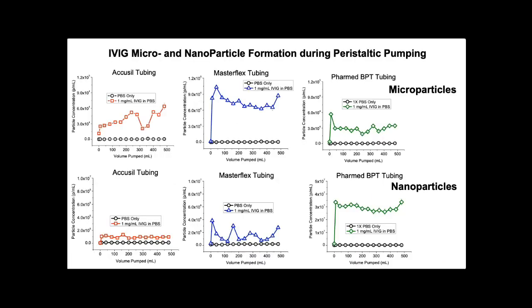Well, here's one example from peristaltic pump filling of a protein, intravenous immunoglobulin. 3 different brands of tubing over a large volume of pumping, with 10 mil aliquots taken. Microparticle levels vary depending on the tubing. This one brand of tubing, Pharmed, results in the fewest microparticles. Nanoparticle levels vary also, with the Pharmed tubing leading to the most nanoparticles.